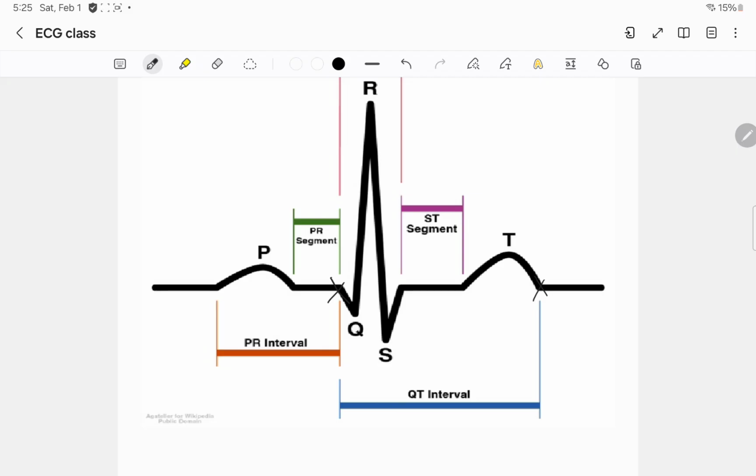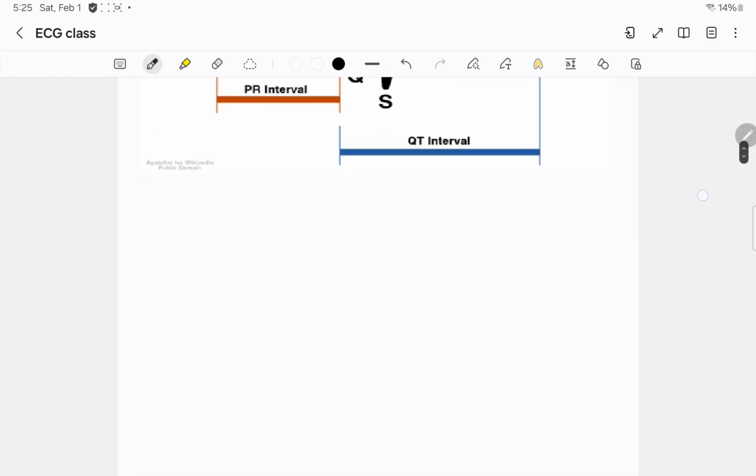So what is the normal QT? In men, it is a little shorter than in women. In men, it is 440 milliseconds, and in women, it is 460 milliseconds. On the ECG, that would be the same as 0.44 and 0.46. Okay. All right.